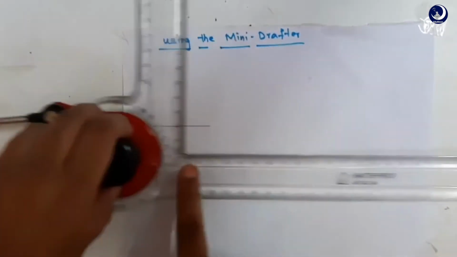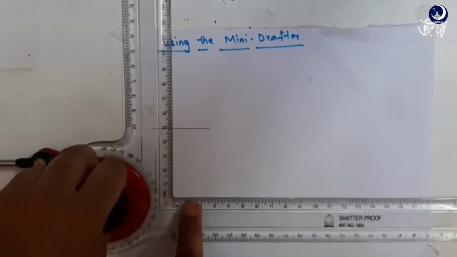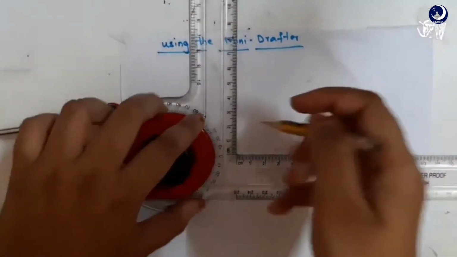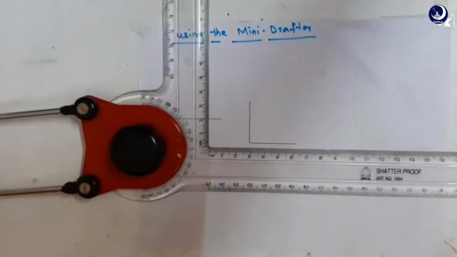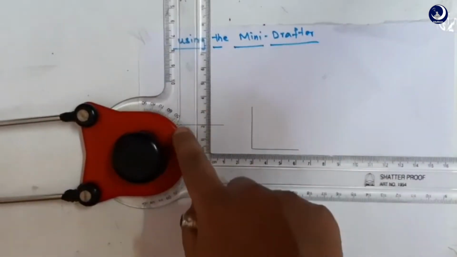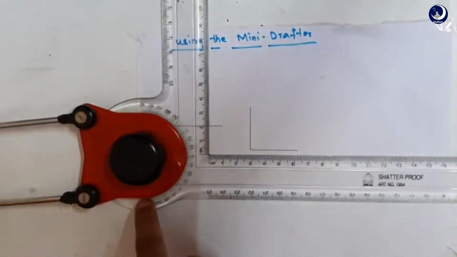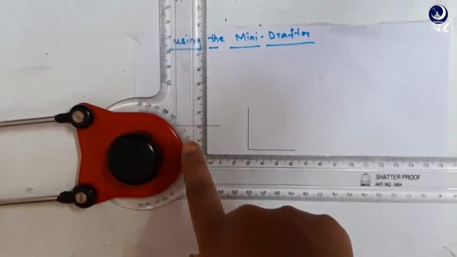These two scales, the horizontal scale and the vertical scale, are at 90 degrees to each other, so we can draw a right angle as well. The mini drafter consists of 3 scales: the horizontal scale, the vertical scale, and a circular scale. The circular scale is almost like a protractor.